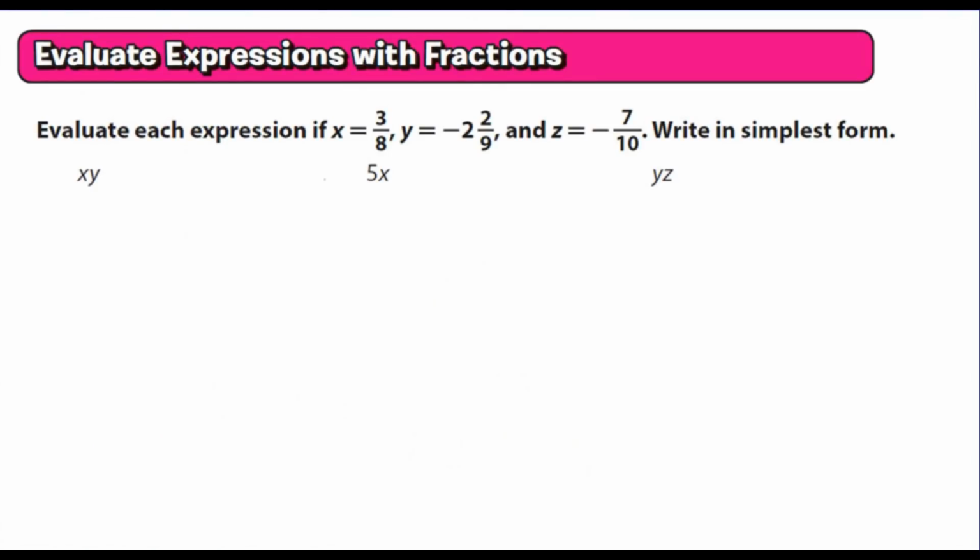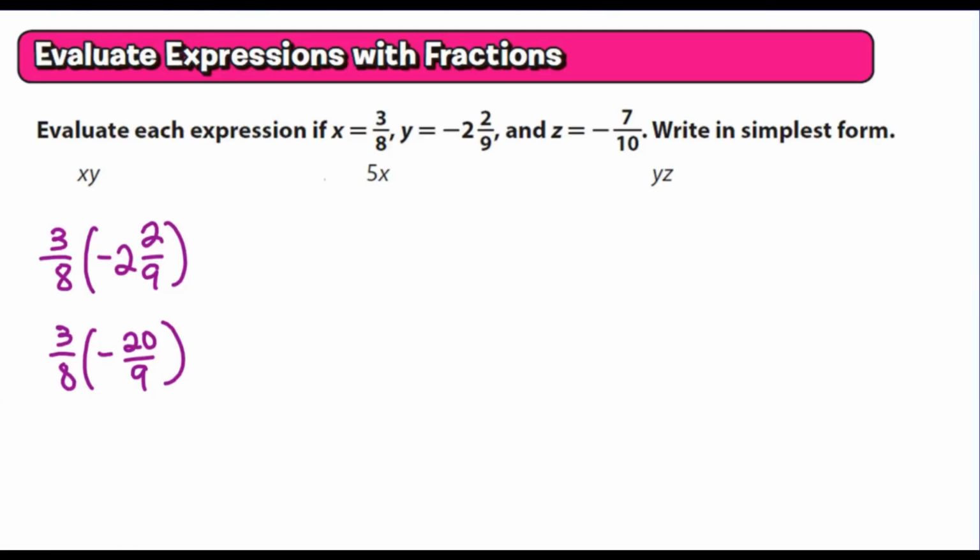And then, of course, we have evaluating expressions, and we might have a value of a variable that is a mixed number or a fraction, so we would need to know how to do that. So here, xy means x times y, and x is 3/8, and y is negative 2 and 2/9. Again, if I'm multiplying by a mixed number, I need to write that as a fraction first, otherwise I'm most likely going to make an error. So 3/8 times negative 20/9. And I do have some common factors here.